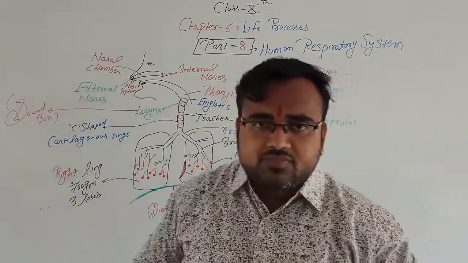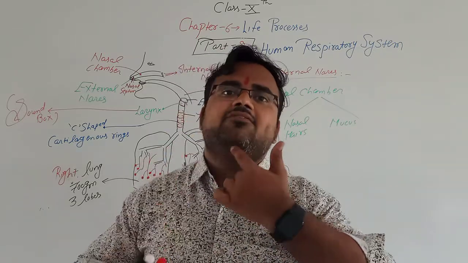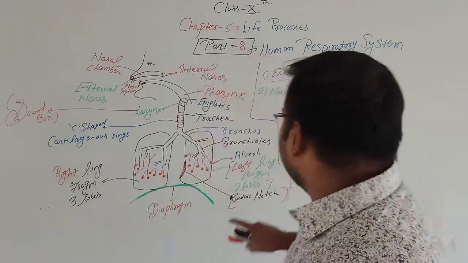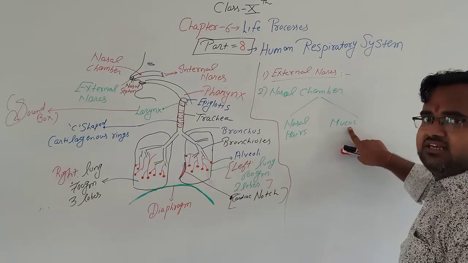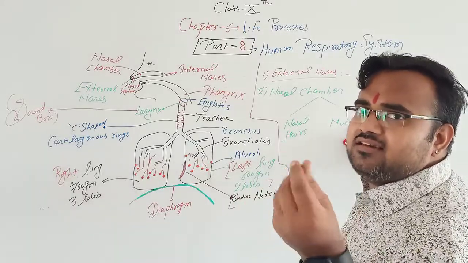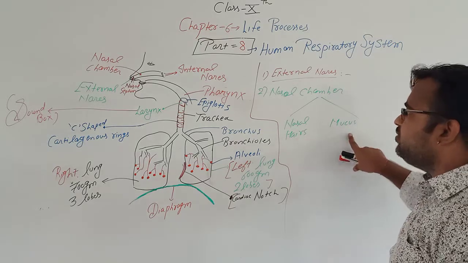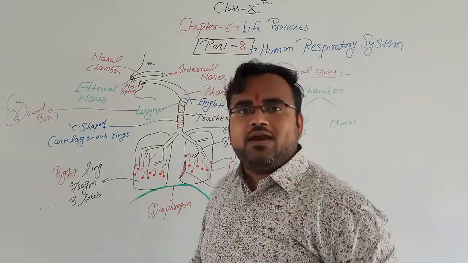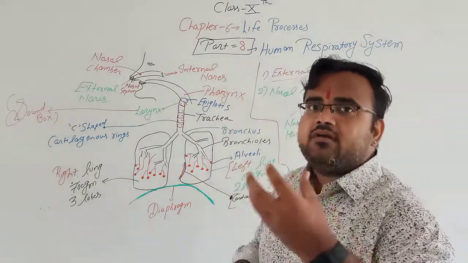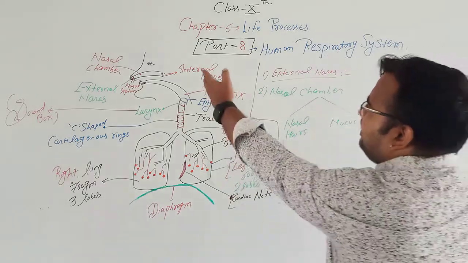And we know that when we inhale, the air gets cool in the nasal chamber, then it enters into the lungs. So to cool the air, mucus is present in the nasal chamber. Mucus is a sticky substance, liquid or semi-liquid, which is present in the nasal cavity. What is the function of nasal hair and mucus? To trap the germs and dust particles of the air and to cool the air, so that cooled air enters into the lungs.